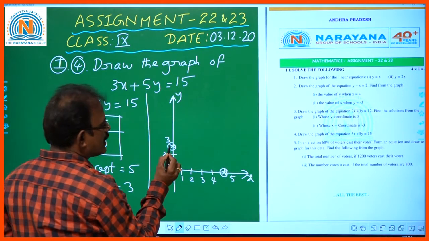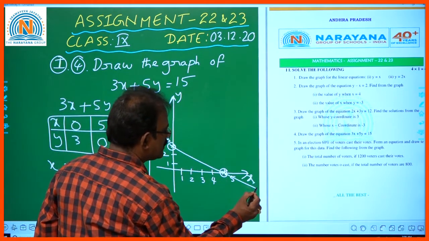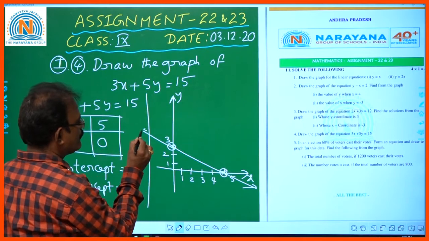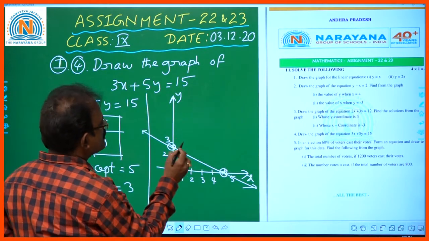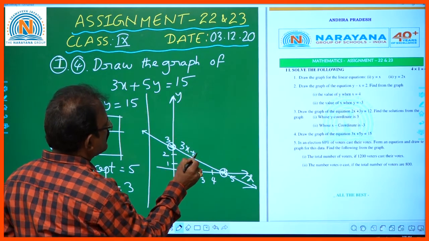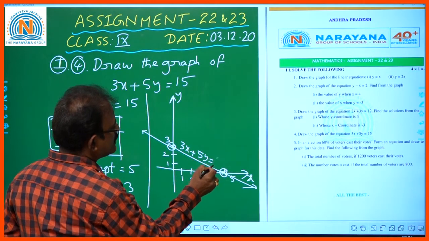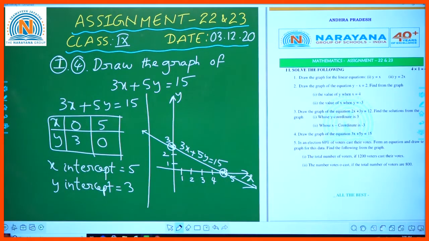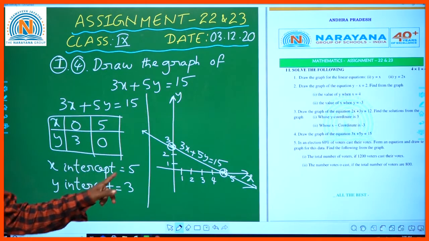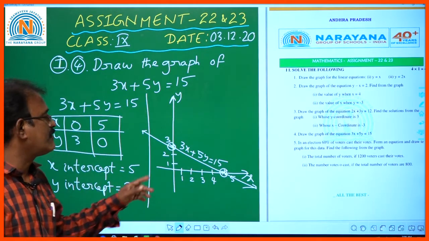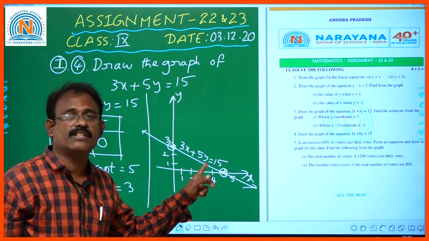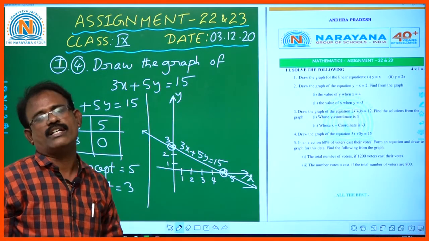So take a scale, draw the line. Okay, what is the name of this line? 3x plus 5y is equal to 15. So take x as 0 at once, y as 0 at once, straight away you can. This is the process of identifying the points which satisfy the equation on the coordinate axis.